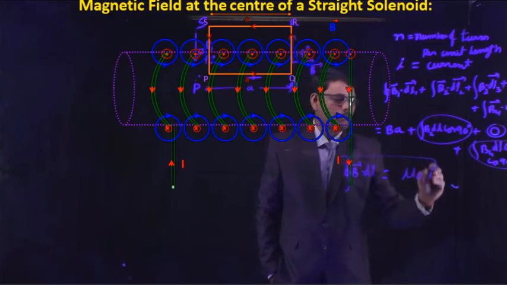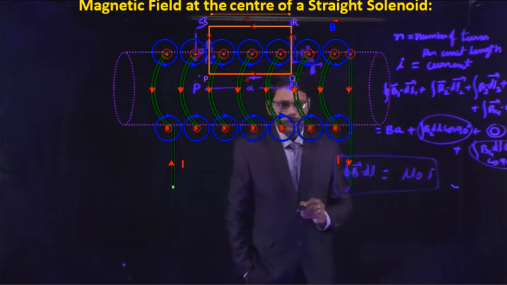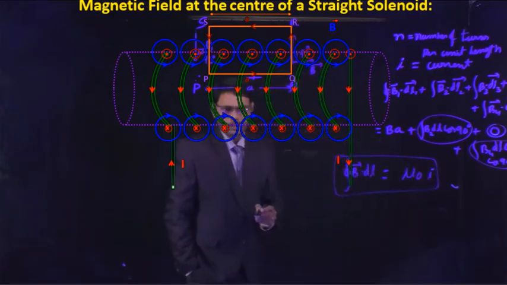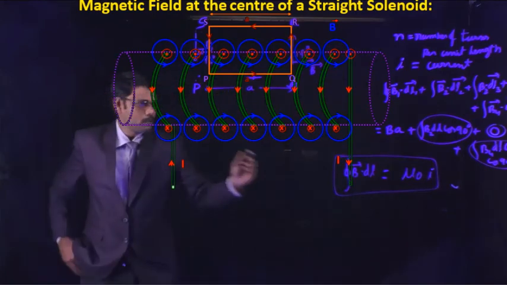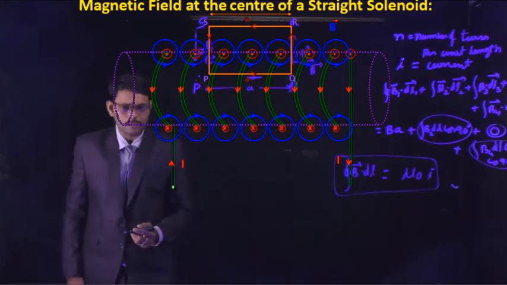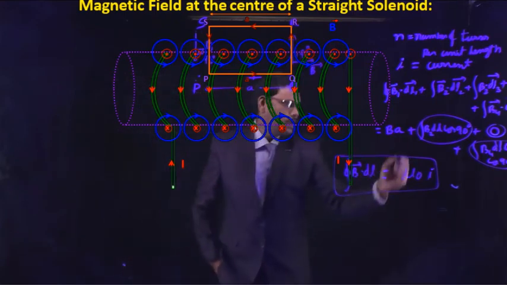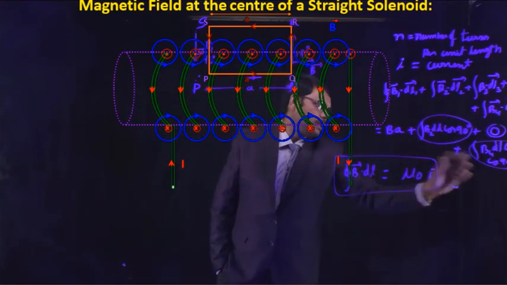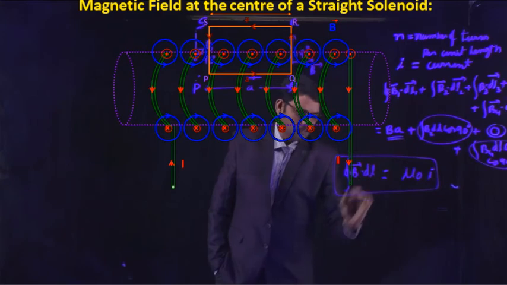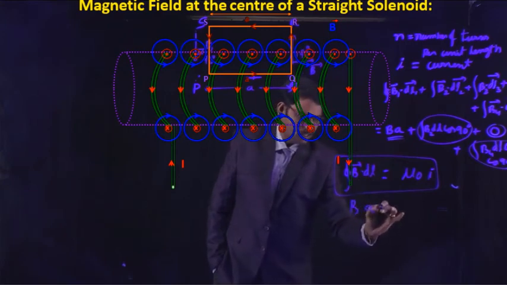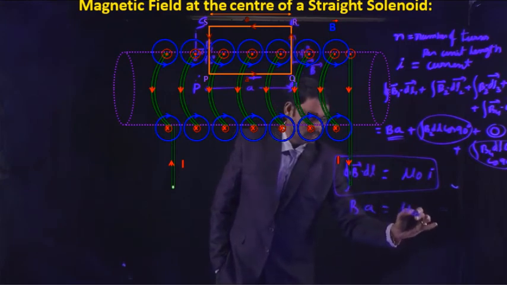So the total integral of B bar dot dl bar around the closed loop is equal to mu naught I, by Ampere's law. Let us assume Ampere's law: the integral of B bar dot dl bar is equal to mu naught times I. This integral of B bar dot dl bar is equal to Ba. So B into a is equal to mu naught times I.